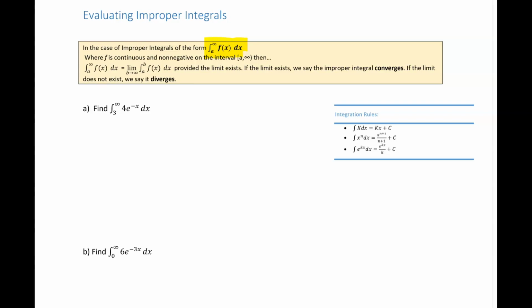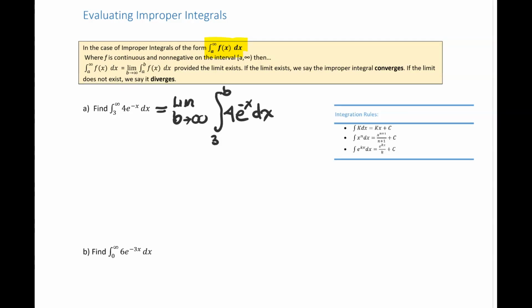Okay, so what we're going to do is start with this integral and rewrite it as a limit. We're going to use a letter. B is typically the common letter. We're going to change the integral from 3 to b of 4e to the negative x dx to evaluate it.